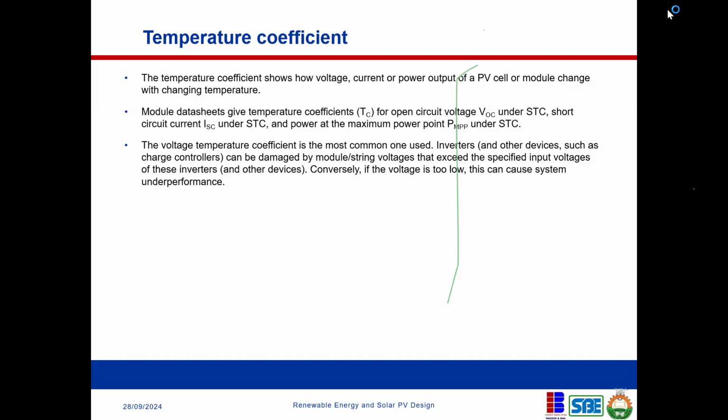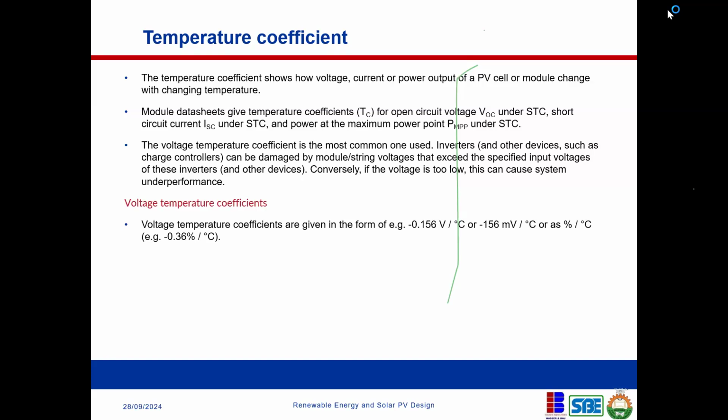So the voltage temperature coefficient is the most common one used. Inverters and other devices such as the charge controllers can be damaged by module or string voltage that exceeds the specified input voltages of these inverters and other devices. Conversely, if the voltage is too low, this can cause system underperformance.